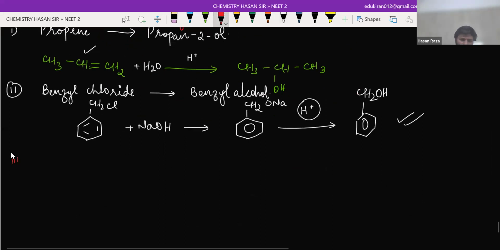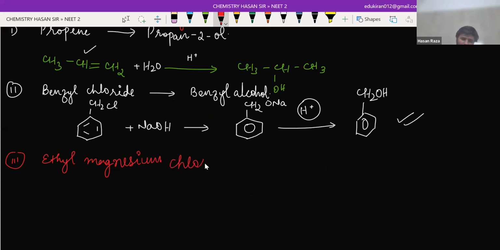Moving to the third question. Ethyl magnesium chloride to propan-1-ol.